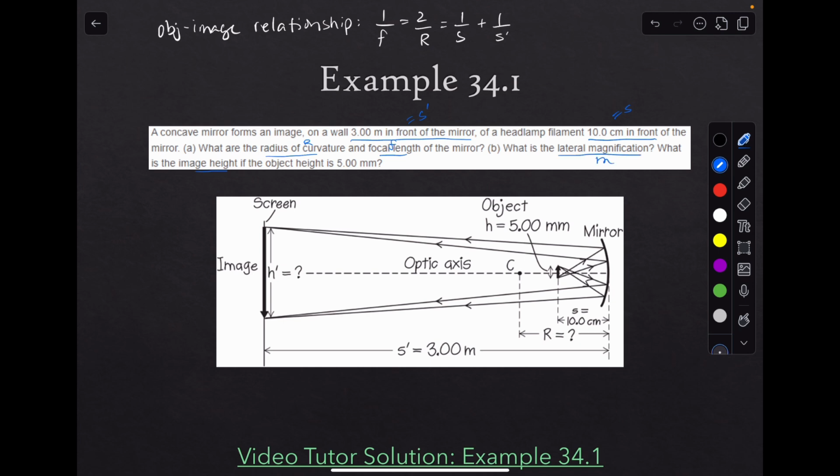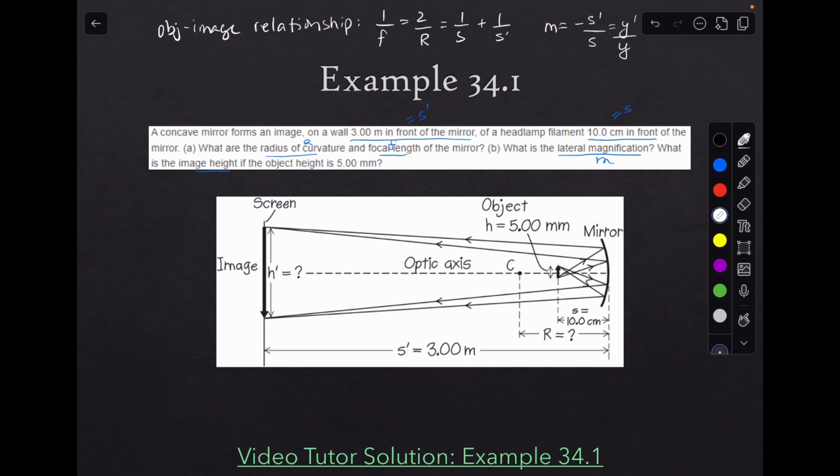And the image height. So the other equation I forgot to write up here, that is one of the main couple of equations you'll be using throughout this whole chapter, is the magnification. The lateral magnification can be expressed as the negative ratio of image distance over object distance, or image height, I think they use Y, image height over object height. Okay, so we're going to use both of those.